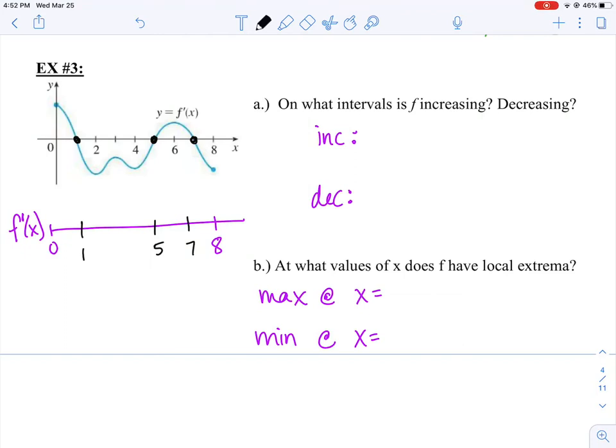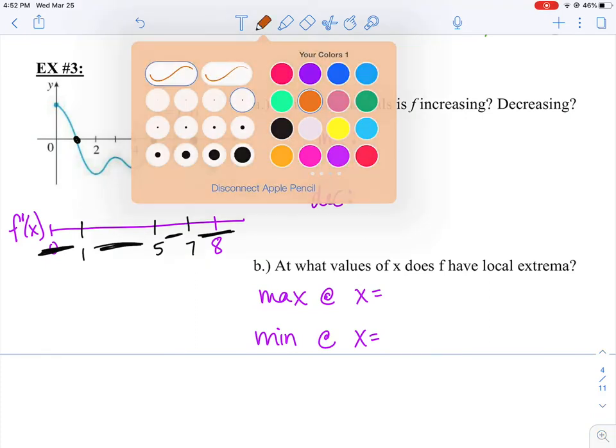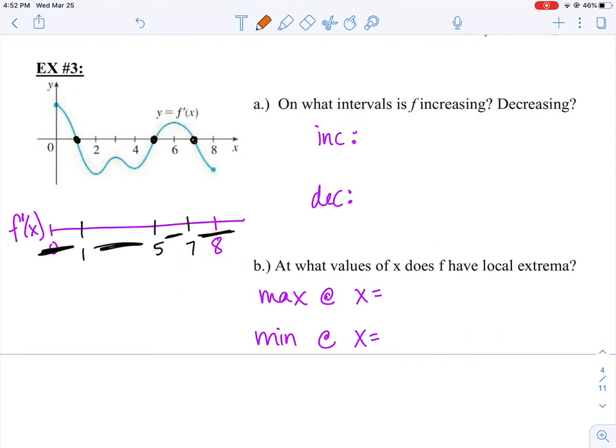So I should be able to take a number that's less than 1, plug it into my derivative and see if it's positive or negative. Take a number between 1 and 5, plug it into my derivative to see if it's positive or negative. Plug in a number between 5 and 7, and plug in a number after 7 to see if my derivative is positive or negative. The problem, though, again, is that we don't have an equation to plug into. All we have is the graph of the derivative. But we should be able to use that graph to figure out if the derivative is positive versus negative.